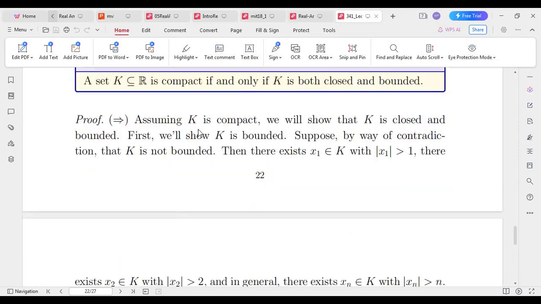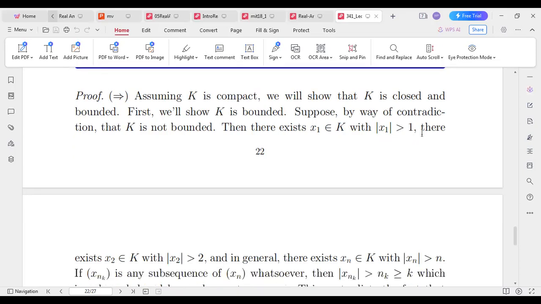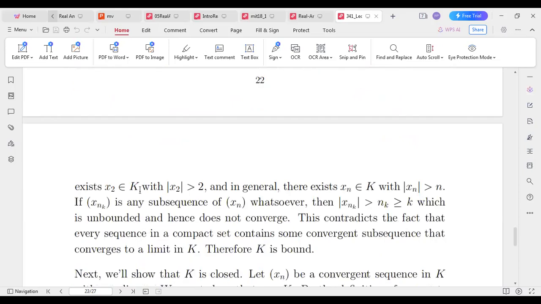So first, assuming K is compact, we'll show that K is closed and bounded. First, we'll show K is bounded. Suppose by way of contradiction that K is not bounded. Then there exists x1 belonging to K with absolute value greater than 1, there exists x2 belonging to K with absolute value of x2 greater than 2, and in general, there exists xn belonging to K with absolute value of xn greater than n.